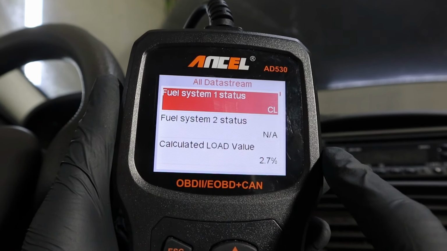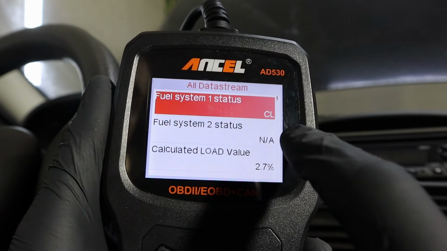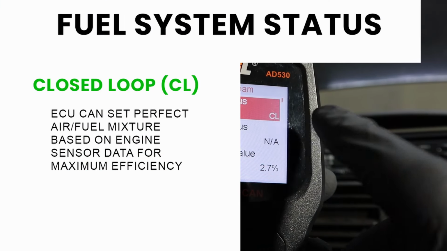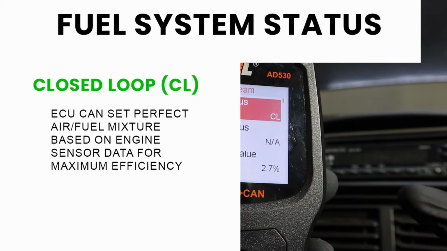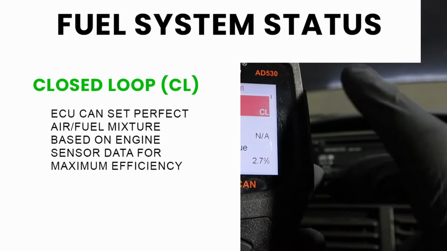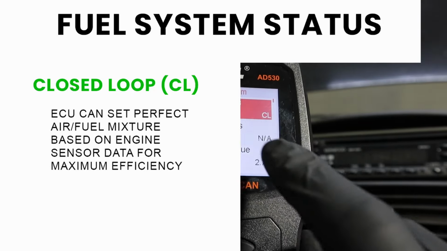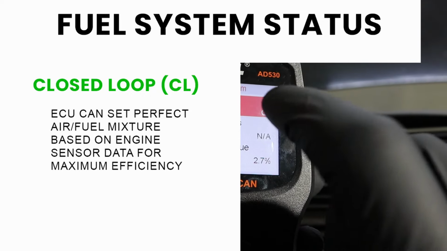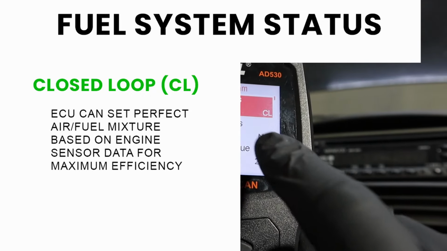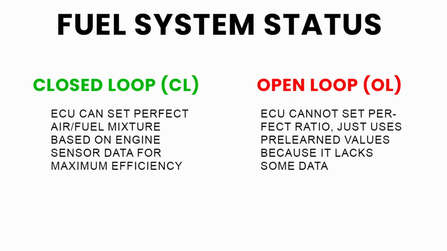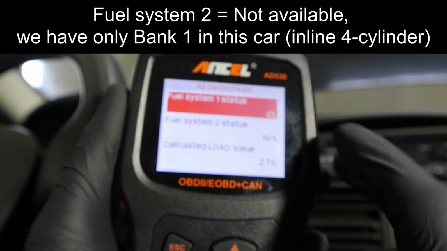Okay, let's start with fuel system status. You want to see closed loop. That is good. That means that the engine is running based on parameters sent from the sensors. So the ECU takes into consideration data from oxygen sensors, pressure sensors, and all other sensors to craft the perfect air and fuel mixture. If you see open loop, some of your sensors are not working, and the ECU is determining the air and fuel mixture just from the learned parameters.